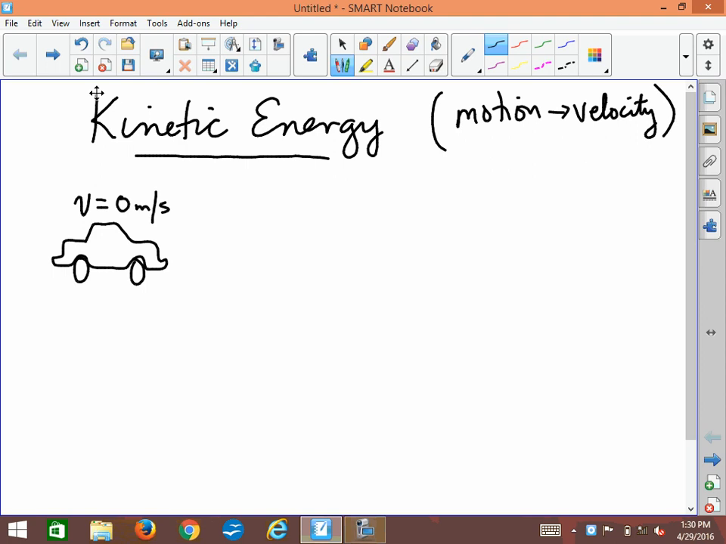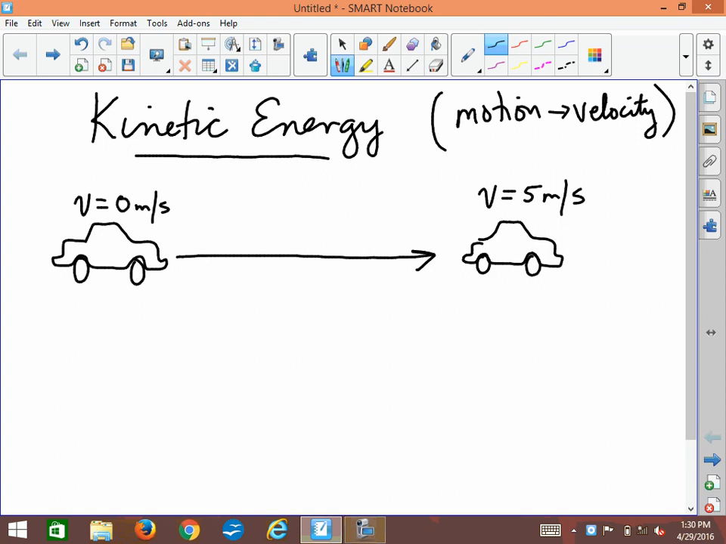So if we apply force to this car through the wheels, we can cause the car to accelerate, F equals ma. And the car will then change its speed to something more. So let's put the car over here later. And now the car will be going, say, 5 meters per second. And to do that, we had to apply force, which causes an acceleration or a change in speed.